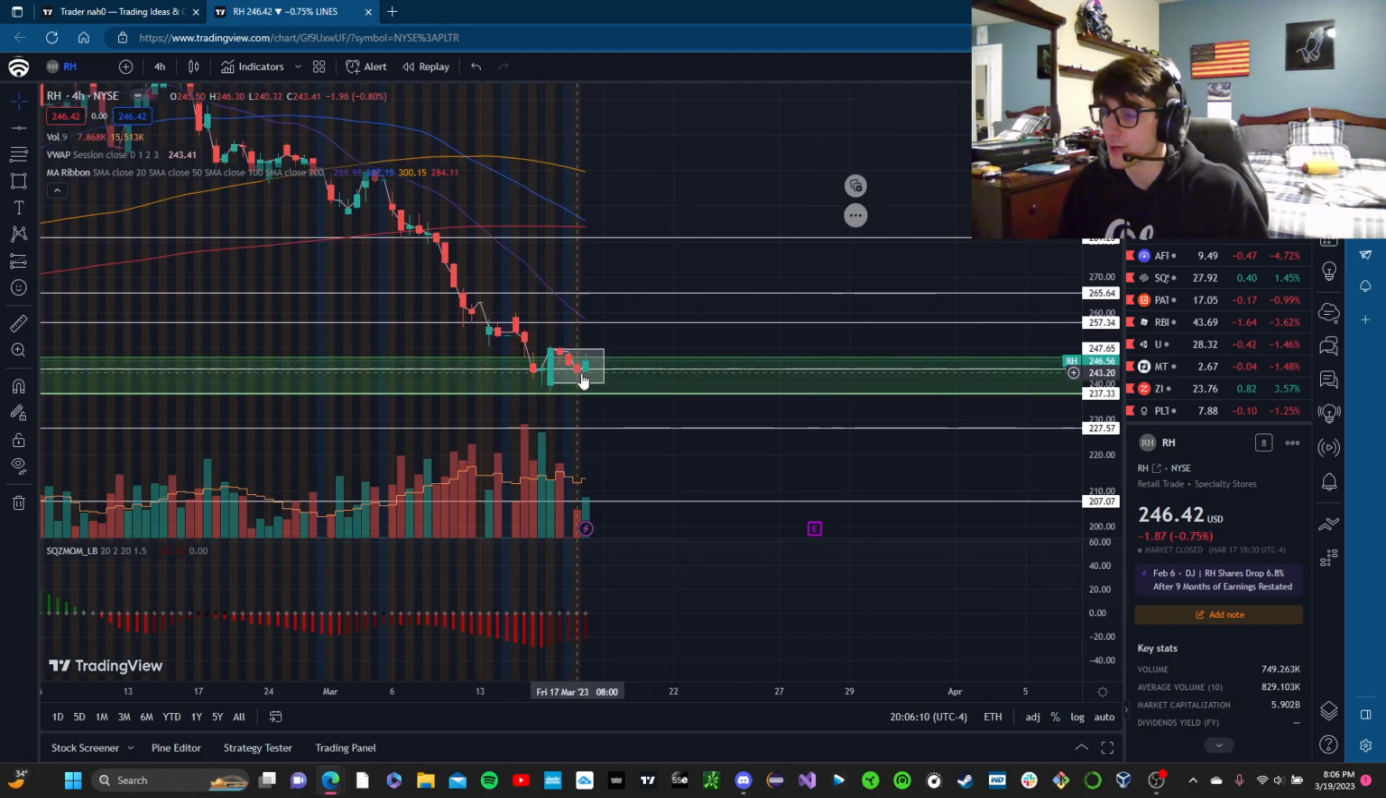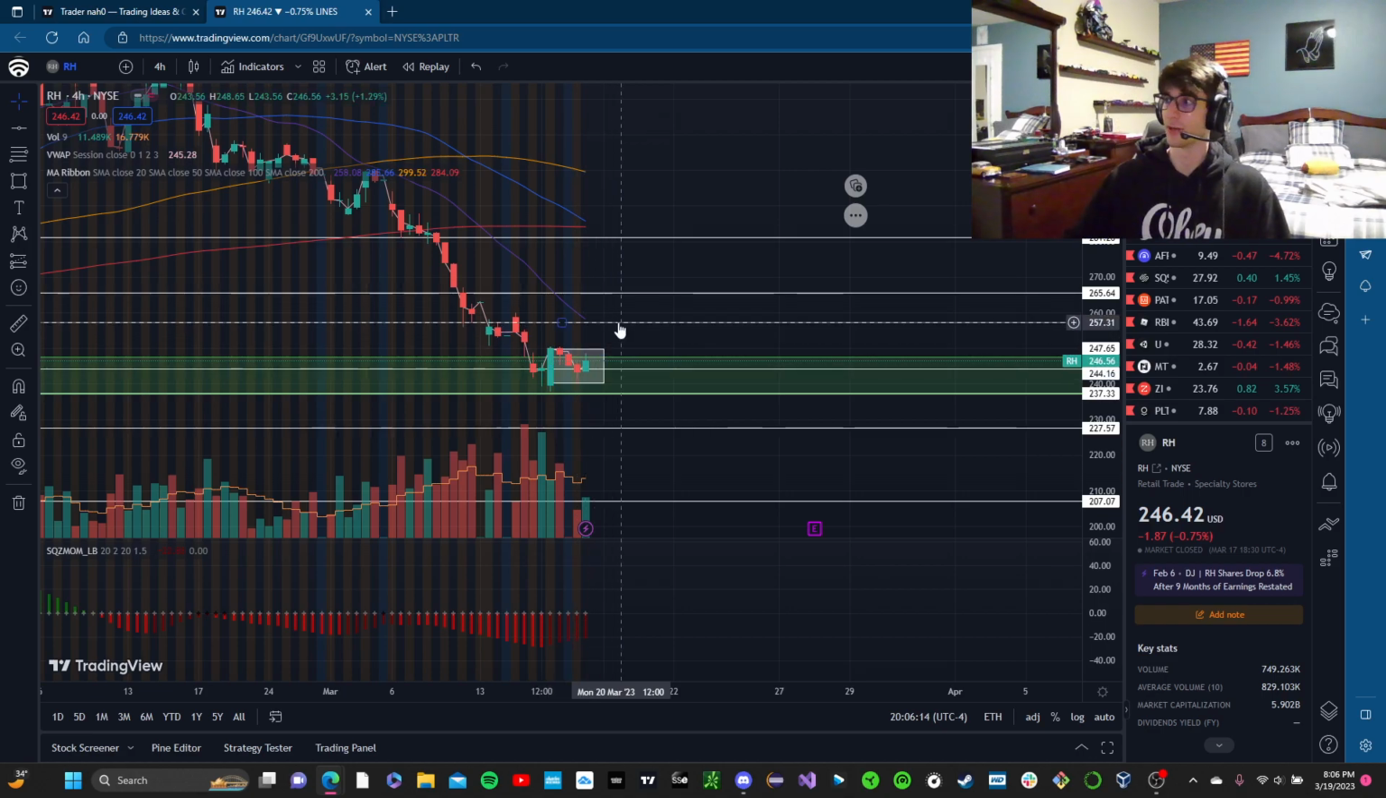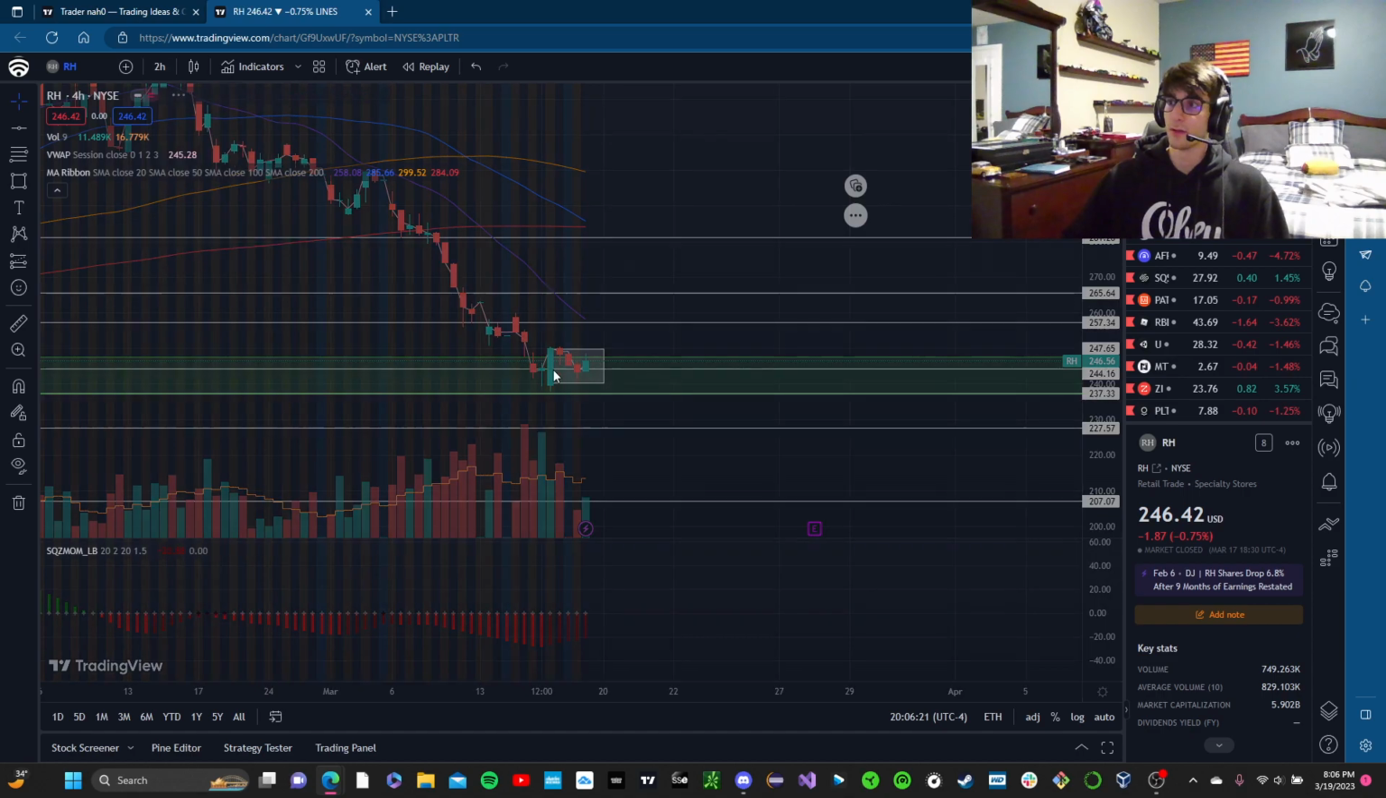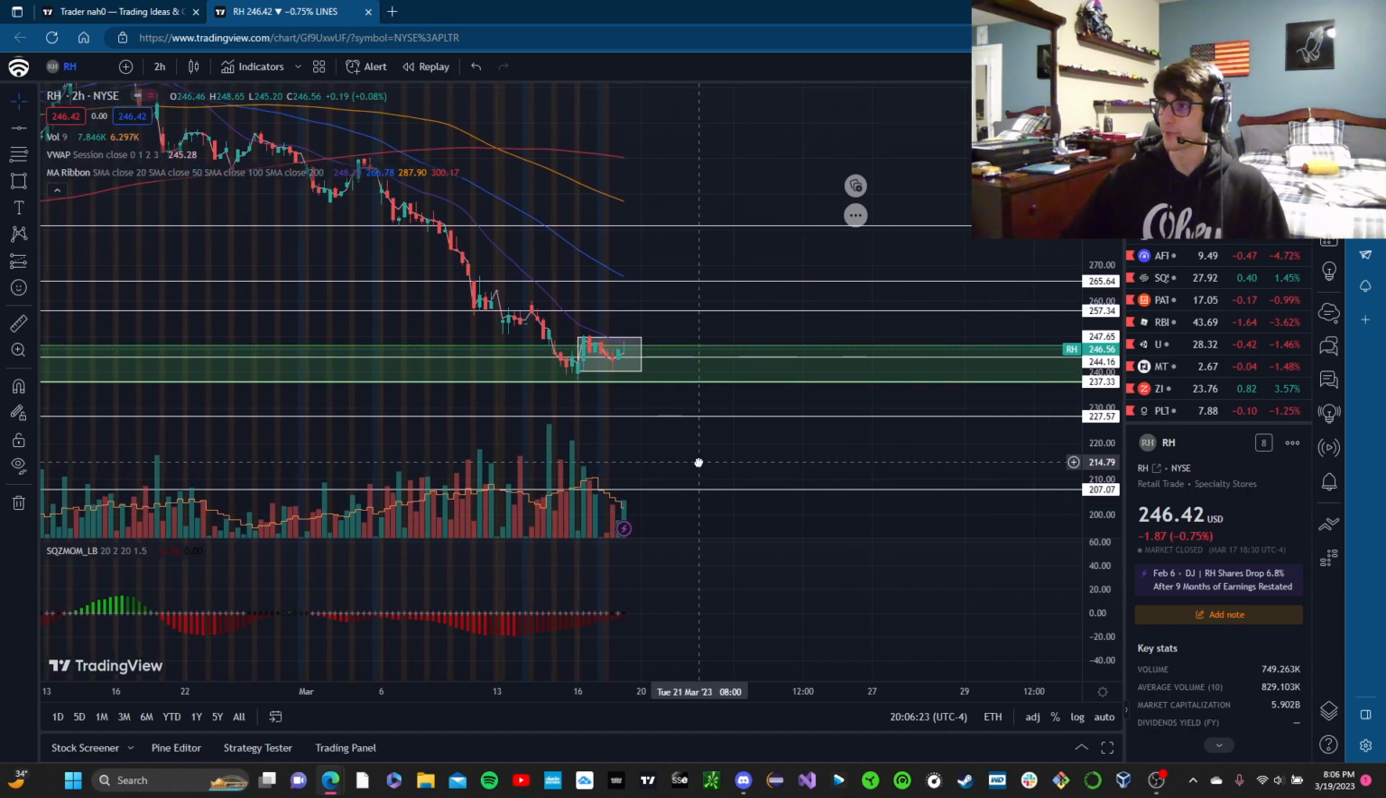It tried to, now it's retracing. It could come back and run up a little bit more, meet this resistance and meet this 20-day SMA on the 4 hour, and that would be a pretty good level to take some off. On the 2 hour, we see pretty much the same exact thing, except the 218 is already there.